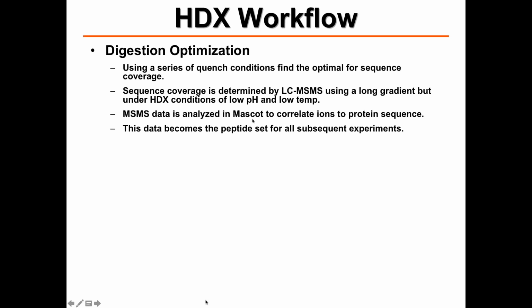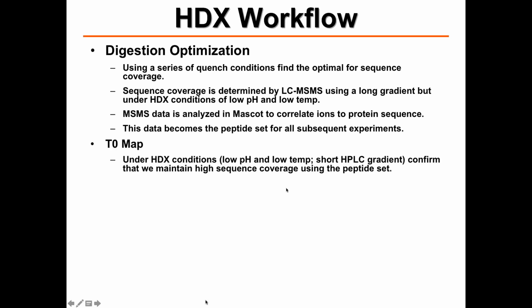These are like MASCOT and SEQUEST, database correlation algorithms used by proteomics. It correlates the peptide ion or the ions that are being measured, using their fragmentation data, to a protein sequence. And then this data becomes the peptide set for all subsequent experiments.